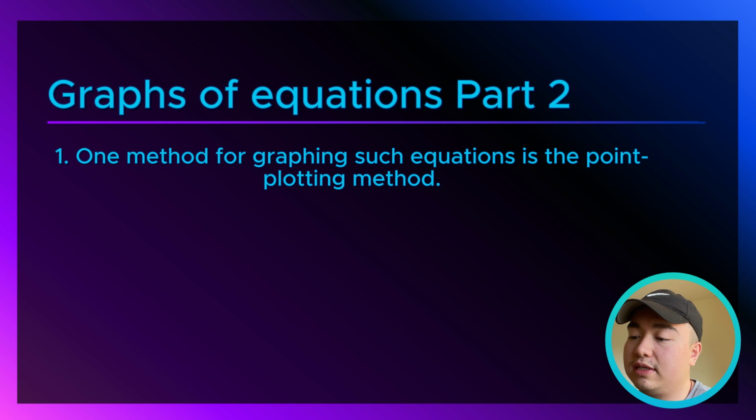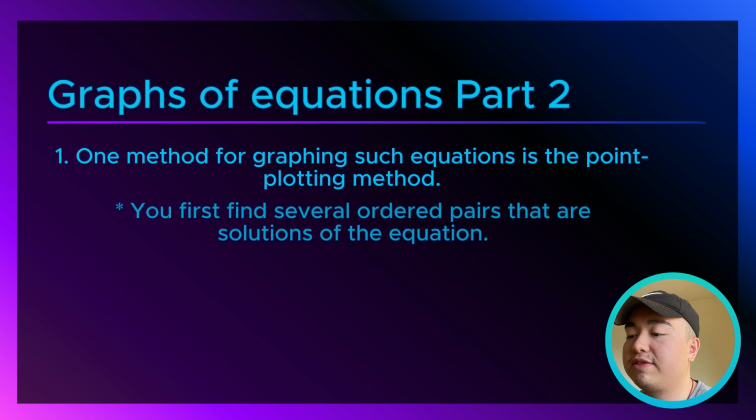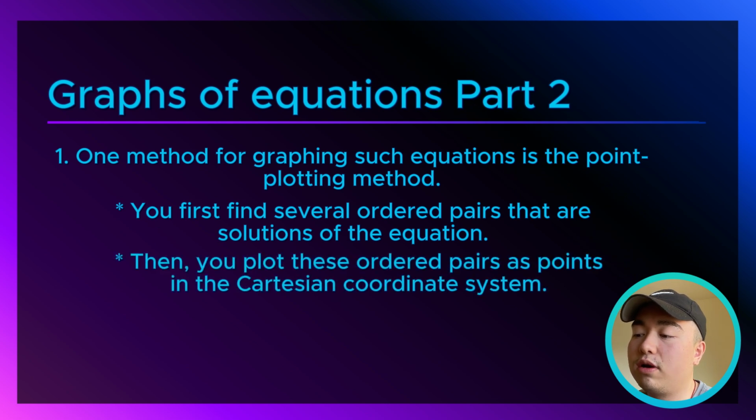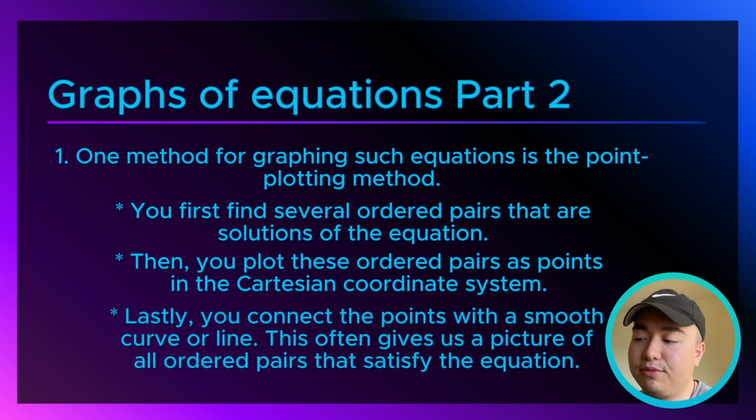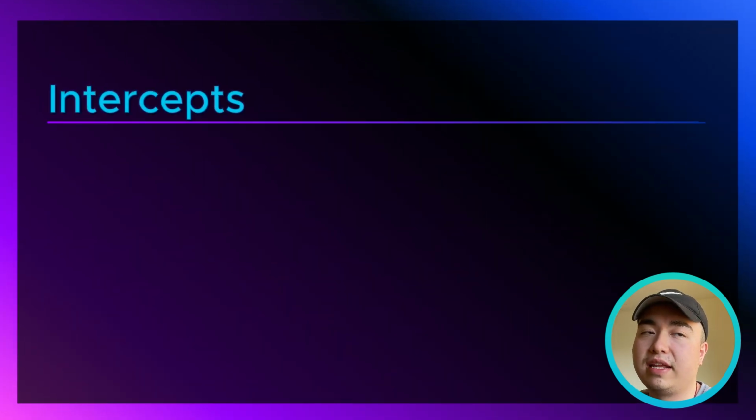First, in order to plot points on the coordinate system, we will find several ordered pairs that are solutions of the equation. Then you will plot these ordered pairs as points in the Cartesian coordinate system. And lastly, you just connect the points with a smooth curve or line. This will give us a picture of all the ordered pairs that satisfy the equation. And I will provide an example of that later on in this video in the review section.